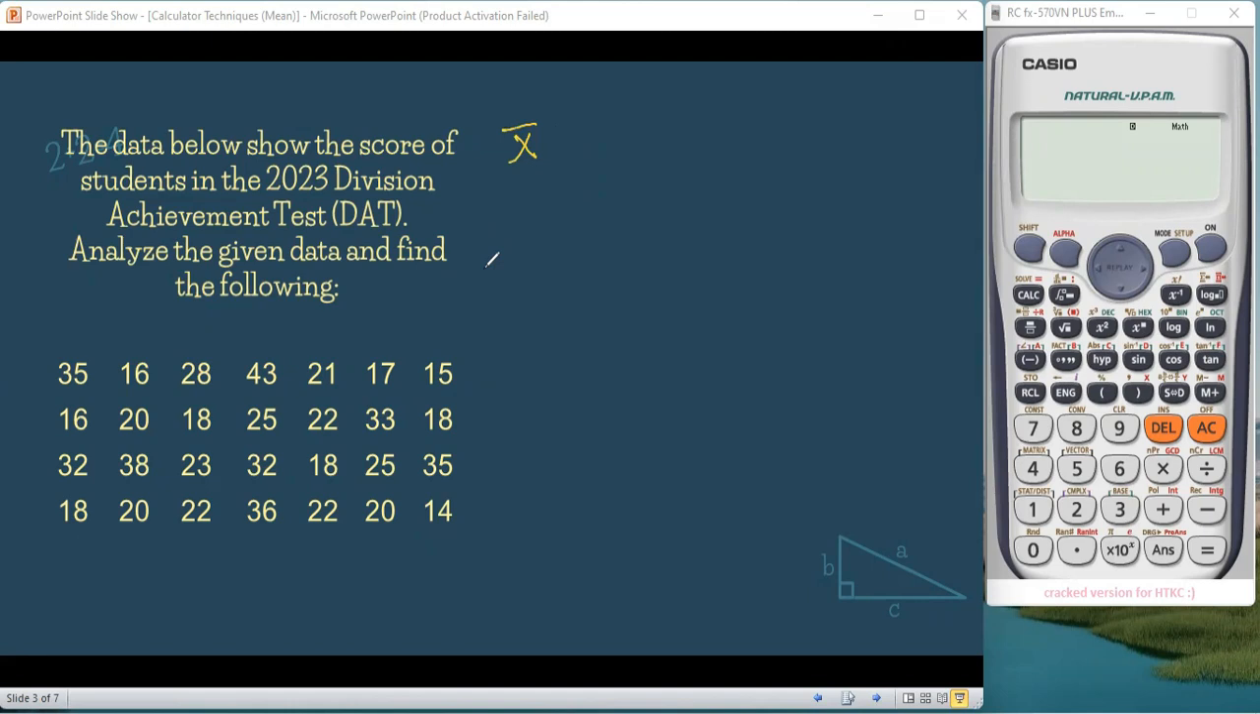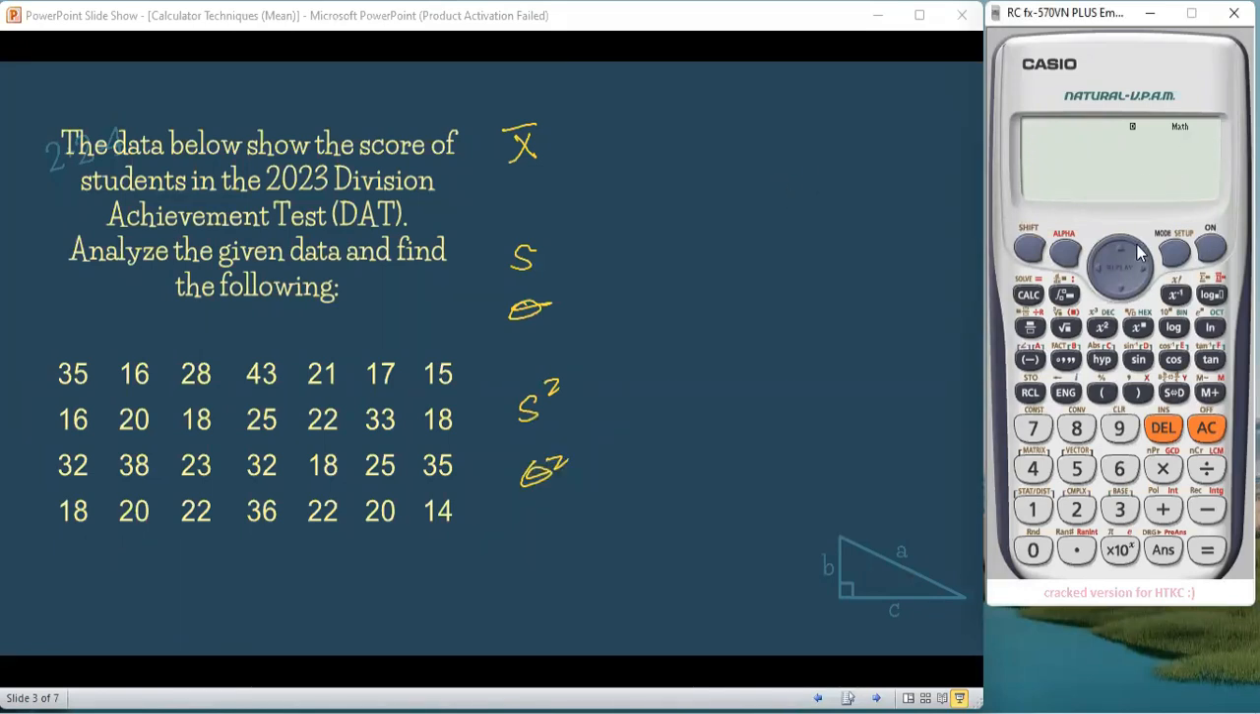We actually have three measures of dispersion. We have the range. Since the range is just the highest number minus the lowest number, we no longer need a calculator technique for that. We're going to have our calculator techniques for the standard deviation, which is denoted by S if it is a sample, and another symbol if it is a population. We also have the sample variance, which is denoted by S squared.